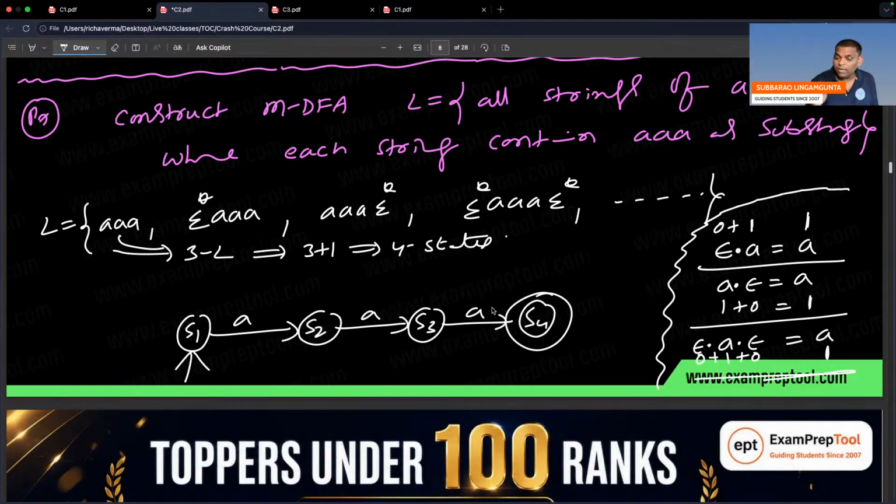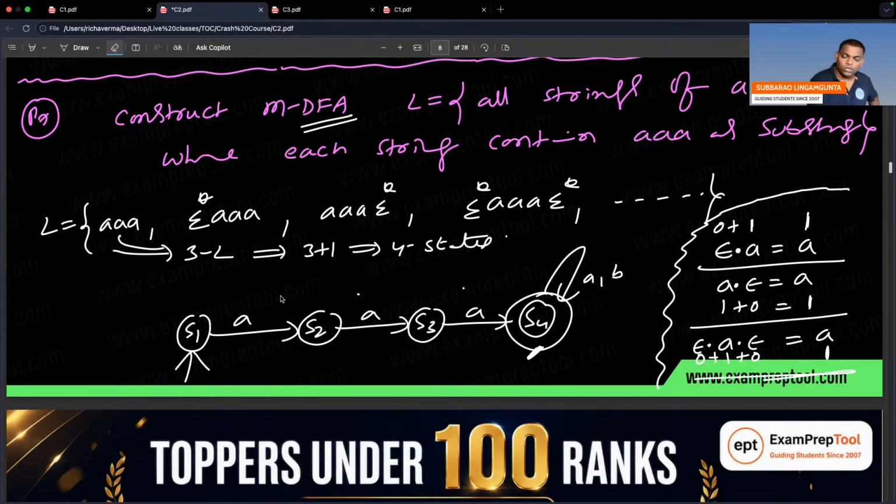Observe, remember, I have to construct a DFA, and one more thing, a minimal DFA. Now remember, I came to S4 means I have already seen AAA. Every state will remember something. You came to S4 means AAA you have already seen. After AAA, anything, no objection.